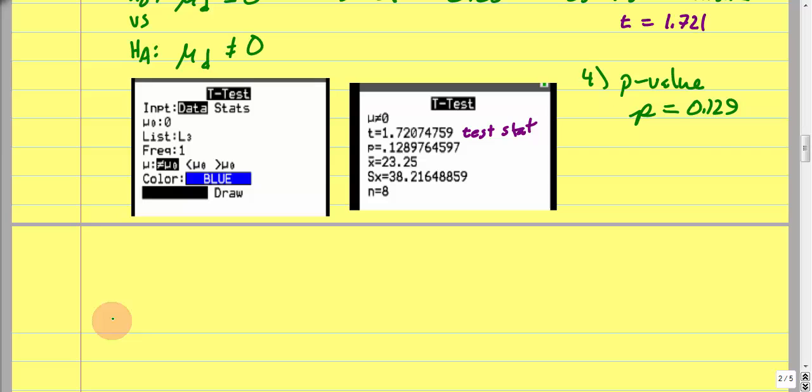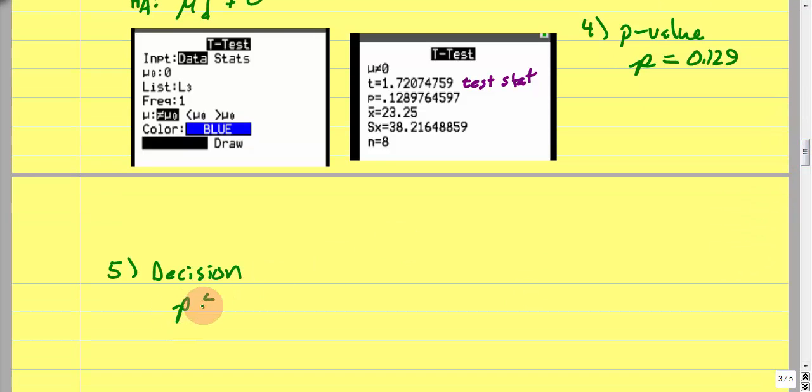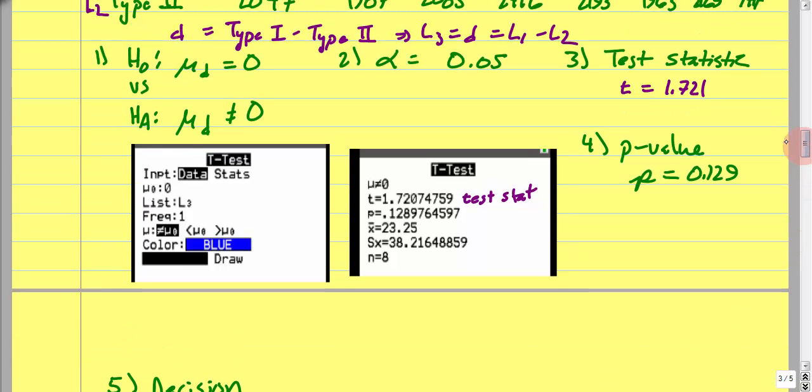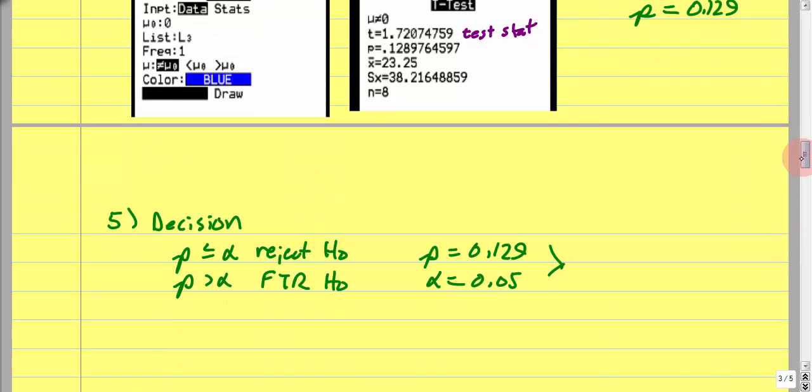Okay, and my fifth step, if you'll recall, is to make a decision. If p is less than or equal to alpha, I will reject H0. If p is greater than alpha, I will fail to reject H0. So let's see what we have. We have p equals 0.129. We have alpha equal 0.05, and the 0.05 was given. It's right up here in our step 2. So we can see that p is greater than alpha. Therefore, we will fail to reject. Let me write that a little neater. Fail to reject H0.